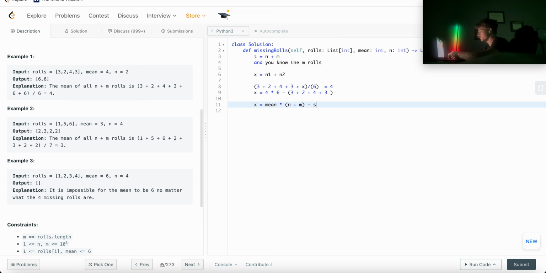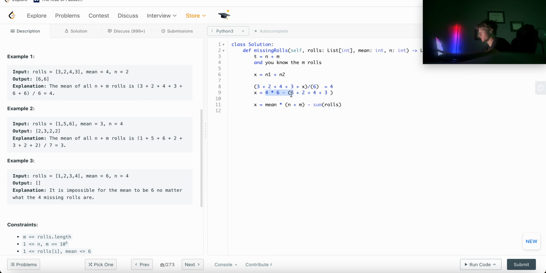Minus the sum of rolls, right? So basically, if I want to figure out what's missing, I just do this equation. I take the mean value, I figure out what n plus m are, which are given, and then I subtract the sum of the rolls, and that's what's missing from this equation. So in this equation, what's missing?